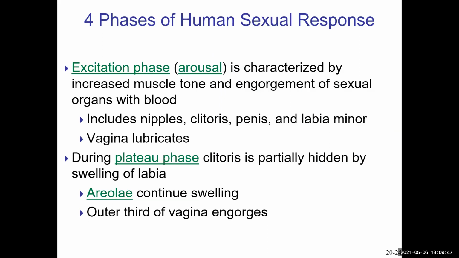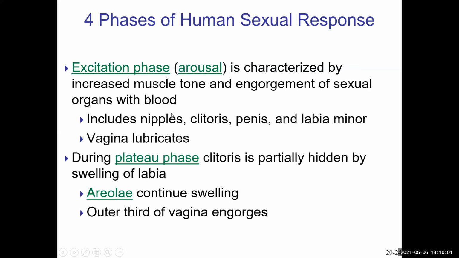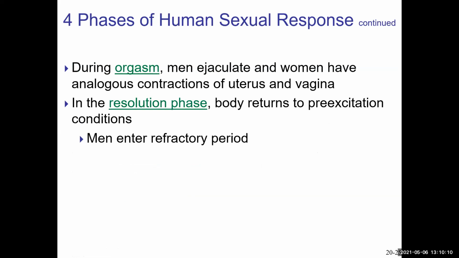So there are 4 phases of human sexual response. Those 4 phases are the excitation phase, plateau phase, orgasm, and resolution phase. So let me go first. Excitation phase is the phase of excitation. Plateau phase is where you stay in that phase for a time being, and orgasm phase is the phase of ejaculation in both male and female, and resolution is the return to the resting phase.